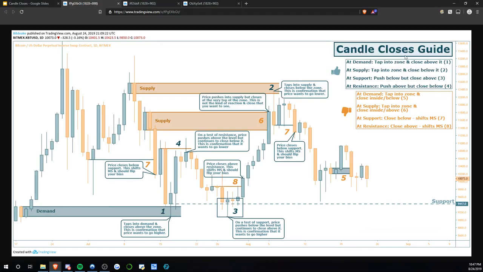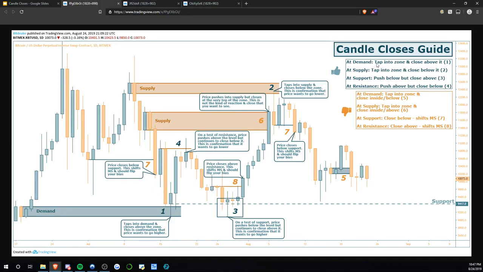So here I just put a candle closes guide. It's just a short, compact example of a few different ways I use candle closes. And it doesn't cover everything that I put in this video, but it does cover a lot of it, and it's all in one area of price. So I thought that was pretty interesting. So we can just start up here.